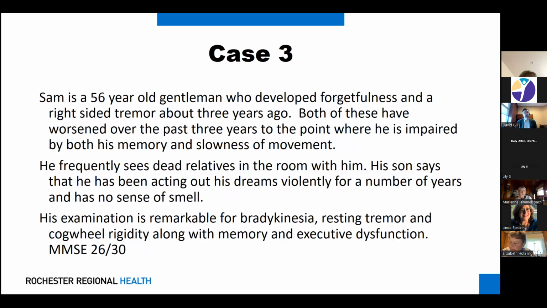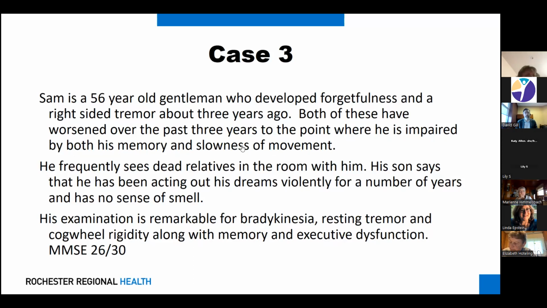He also tells you that he frequently sees people who've passed away in the room with him. They don't talk to him, but they're there with him, especially at night. His son says that he's been acting out his dreams in a violent way for a number of years and has a very poor sense of smell. His exam shows slowness of movement. We call that bradykinesia, a tremor when he's sitting still and on his right side, as well as some slowness of movement, along with the issues with memory.